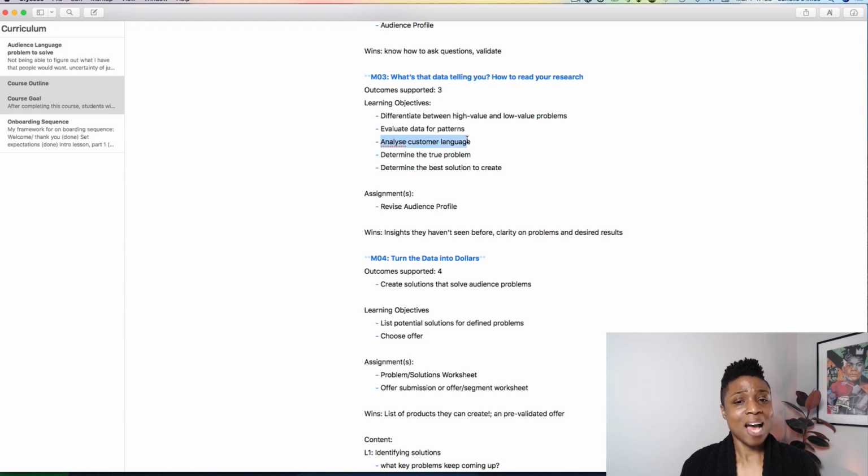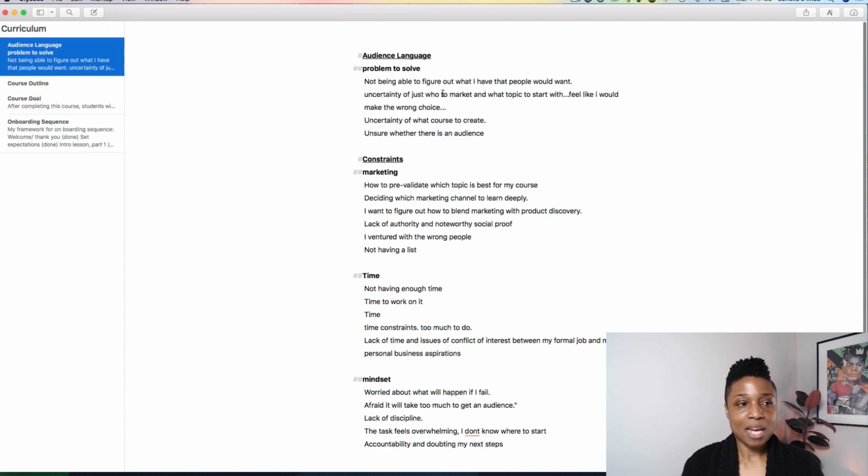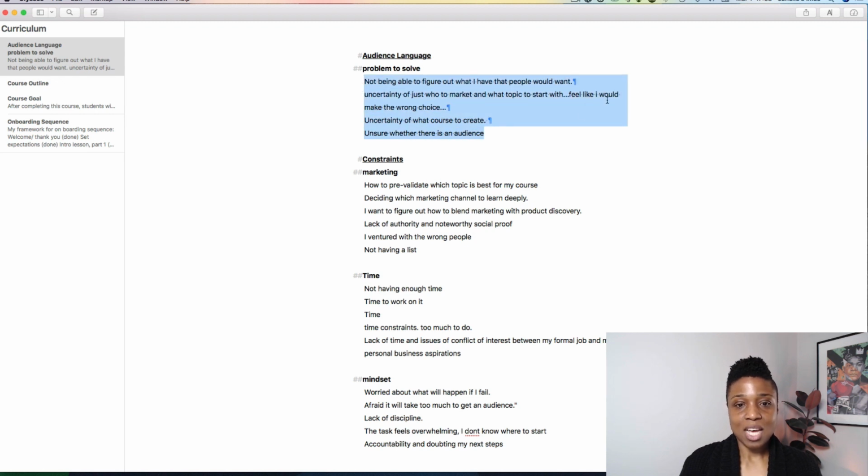And then how to analyze the customer language that comes up, right? What to do with that. And then determining the true problem. So sometimes you have to read between the lines a little bit and identify the true problem that people want to create. So for example, when we go back to this page, these are all of the things I jotted down, right?